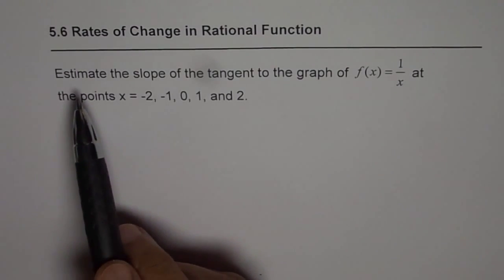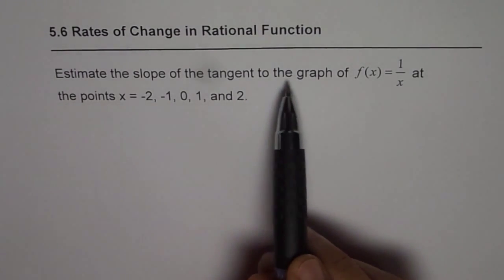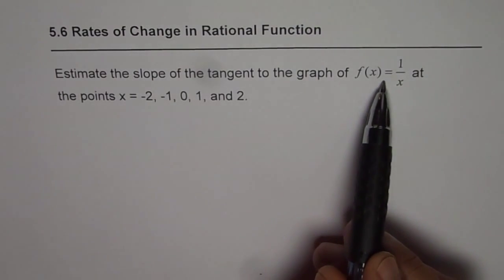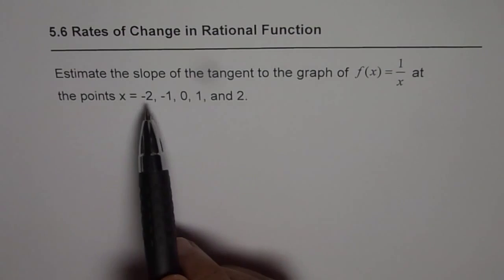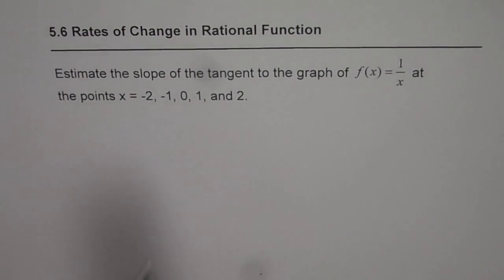So I've taken up a parent rational function, 1 over x, to discuss. The question here is: estimate the slope of the tangent to the graph of the function f of x equals 1 over x at the points x equals -2, -1, 0, 1 and 2.